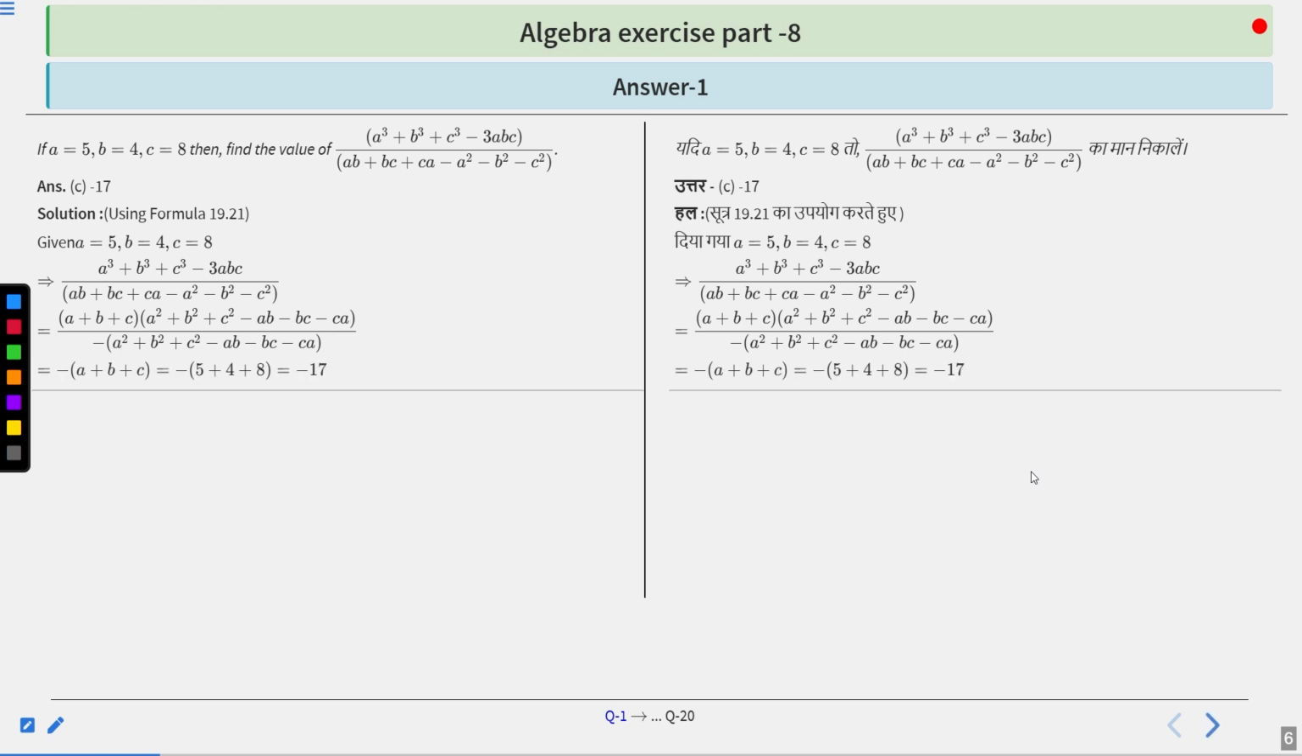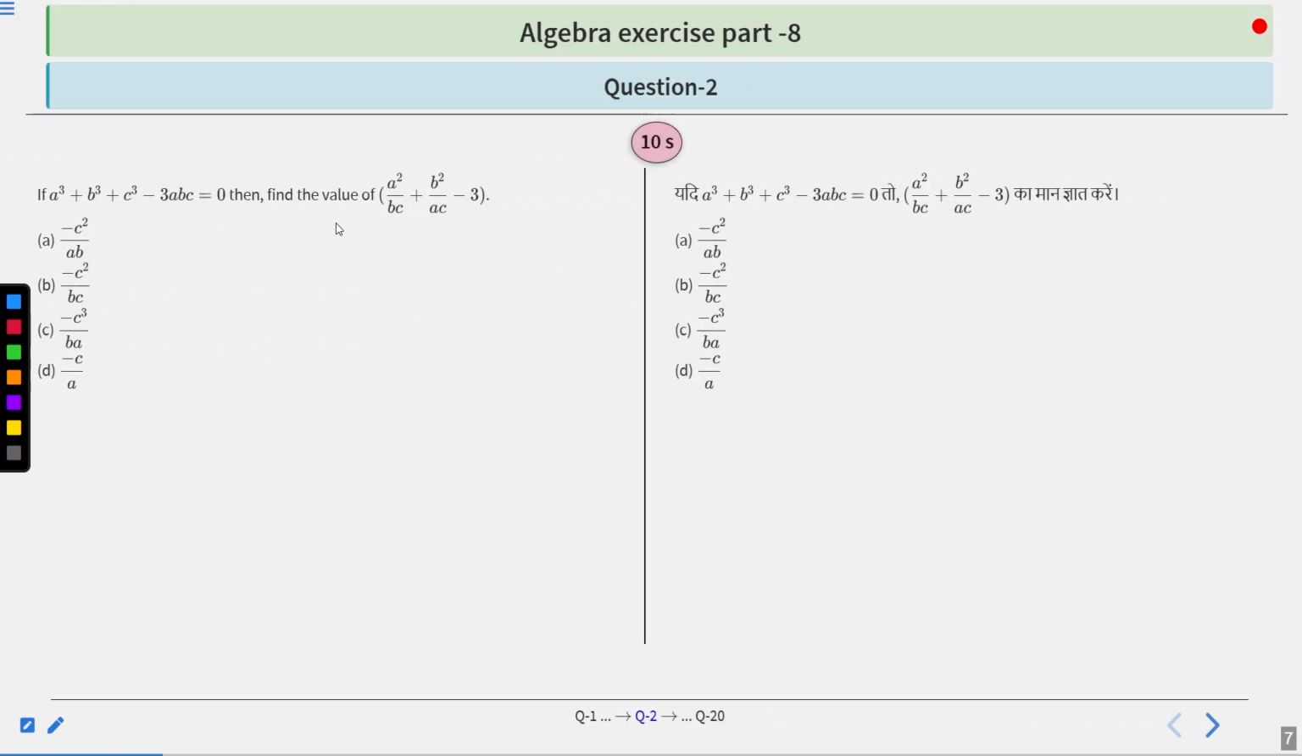Then a square plus b square plus c square minus ab minus bc minus ca of numerator as well as of the denominator will cancel out each other, and only minus a plus b plus c will remain. So putting the values of a equal to 5, b equal to 4 and c equal to 8, we get minus 5 plus 4, 9 plus 8, 17. So minus 17, option number C is the correct answer.